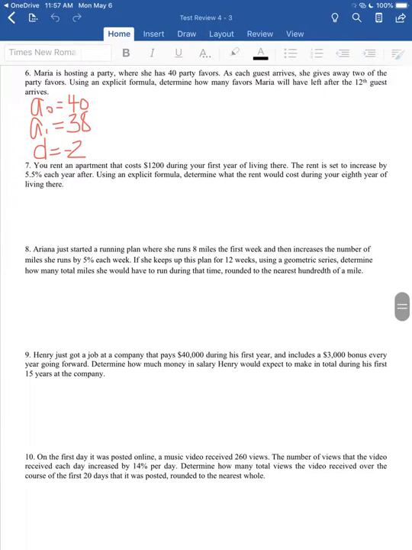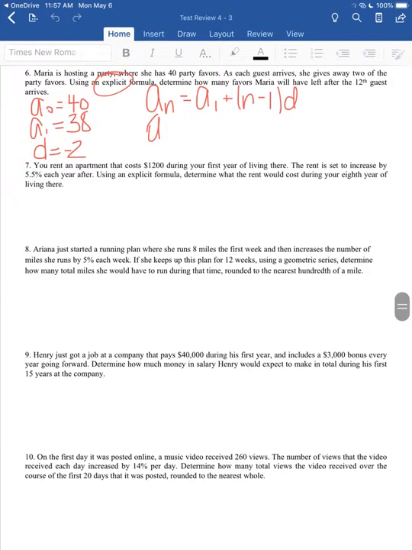Using an explicit formula, determine how many favors she will have left after the 12th guest arrives. So a sub n, again, this is arithmetic. A sub n equals a sub 1 plus n minus 1 times d. If this didn't say using an explicit formula, you could just keep subtracting 2 until you get how many after the 12th person leaves, or you can just type it in here.